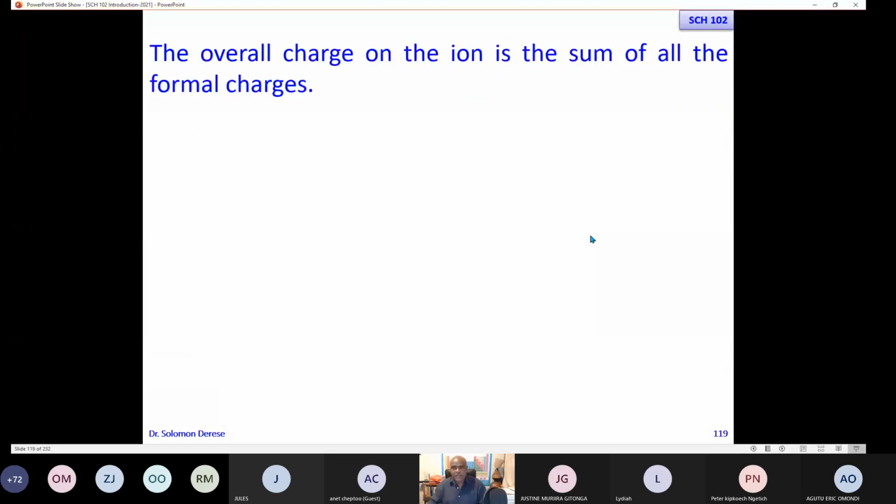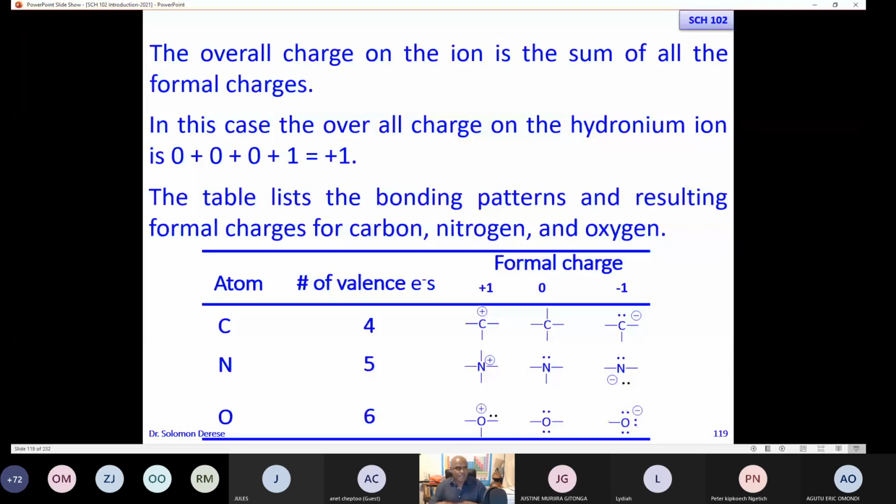But in the case of HO minus, hydroxide, on the neutral oxygen we have 2 lone pairs of electrons. But in HO minus, where the oxygen forms only 1 bond, on the oxygen we have 3 lone pairs of electrons, an additional pair of electrons. It has gained electrons. That's why it becomes negatively charged.